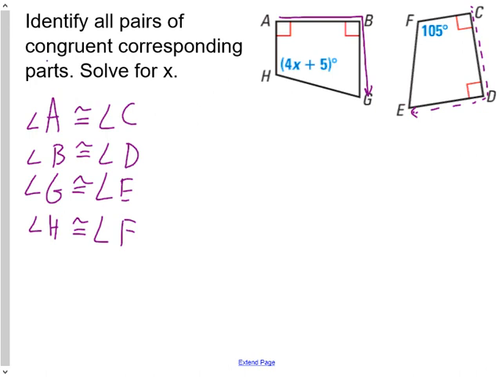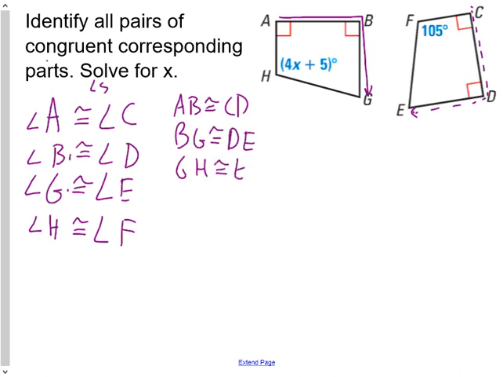With that, that was just our angles. Technically, we can now do all our segments, right? So AB and CD congruent. And then we got BG congruent to DE. Just kind of working our way down here, actually. GH congruent to EF. Lastly, first and last, AH congruent to CF.